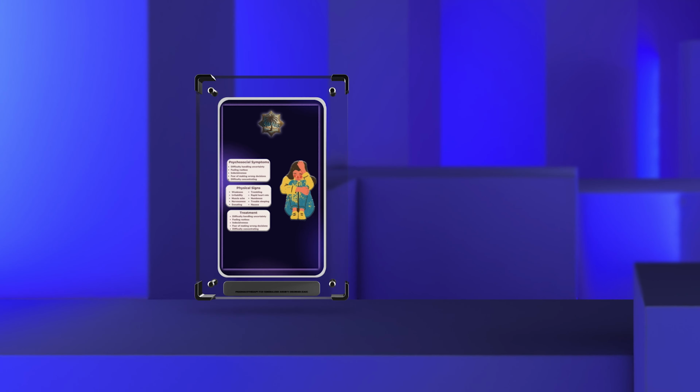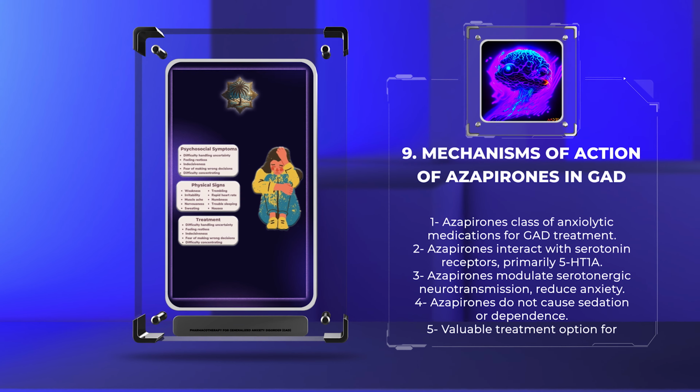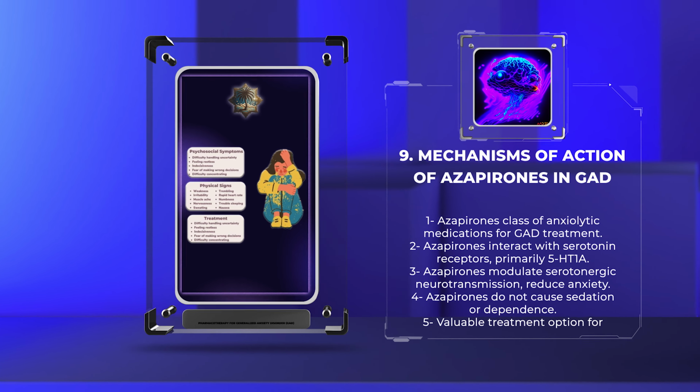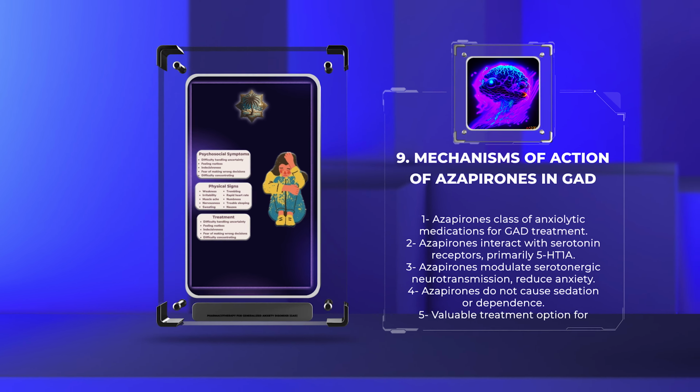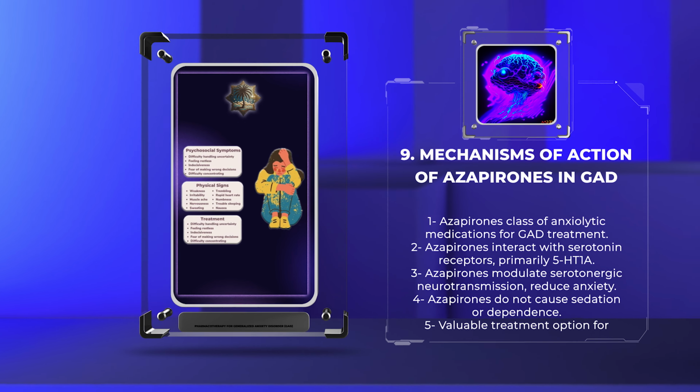Azapirones, such as buspirone and gepirone, are another class of anxiolytic medications used in GAD treatment. These drugs exert their effects through interactions with serotonin receptors, primarily the 5-HT1A subtype. Azapirones act as partial agonists at these receptors, modulating serotonergic neurotransmission and reducing anxiety. Unlike benzodiazepines, azapirones do not cause sedation or carry a risk of dependence, making them a valuable treatment option, especially for patients with comorbid substance abuse disorders.